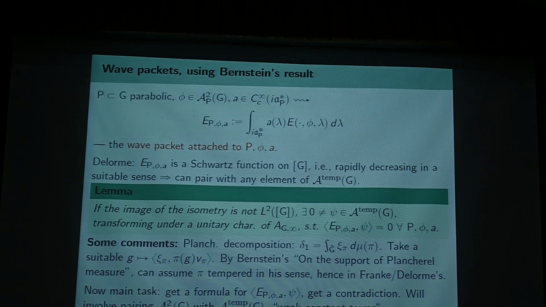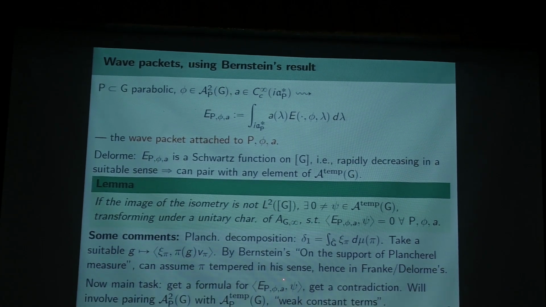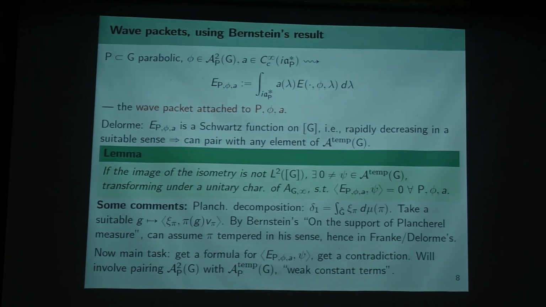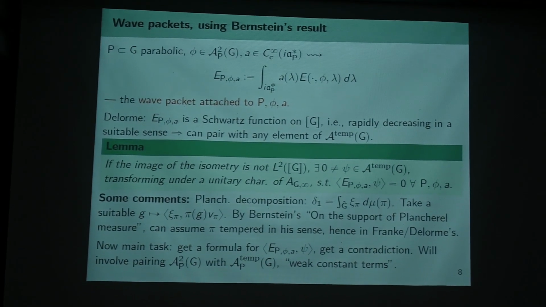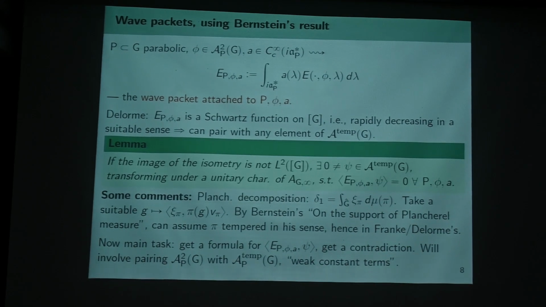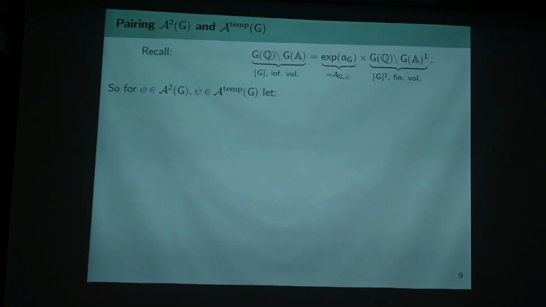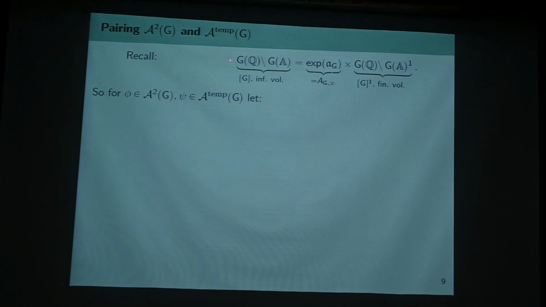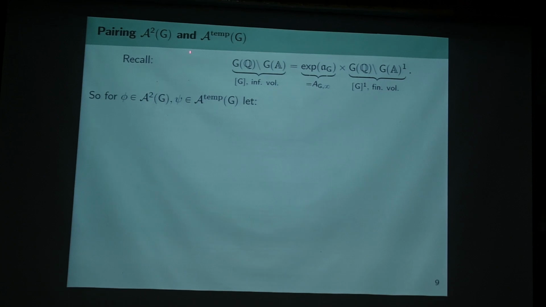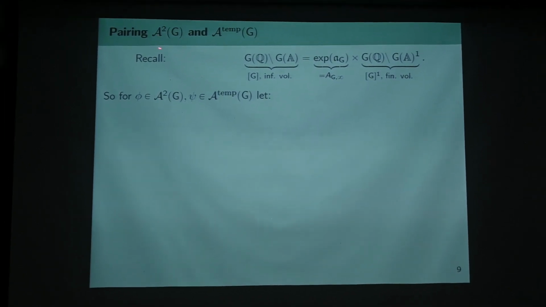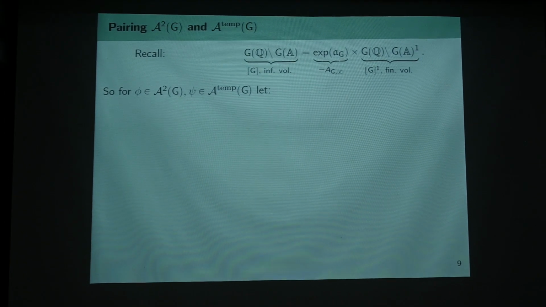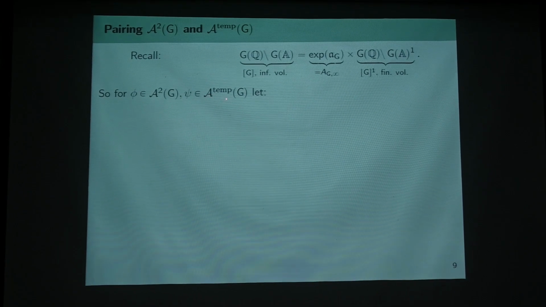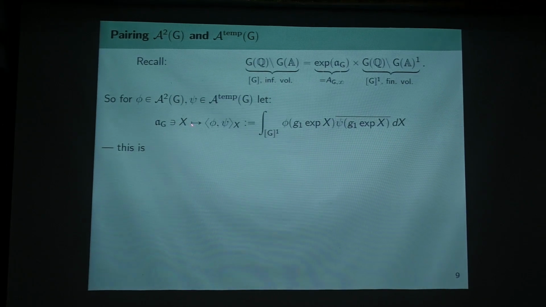So we want to reduce it to a pairing between A_2 of G and A_temp of G. Psi is in A_temp of G. So here is how you can pair square integrable automorphic forms with tempered forms. Basically, tempered forms are always slowly increasing, these are rapidly decreasing, so you can pair. But there is one subtlety, namely, for phi in A_2 of G and psi in A_temp of G, you can define a pairing like this.